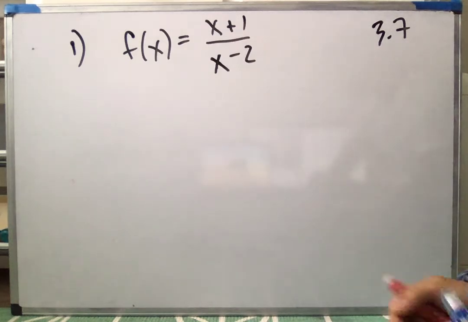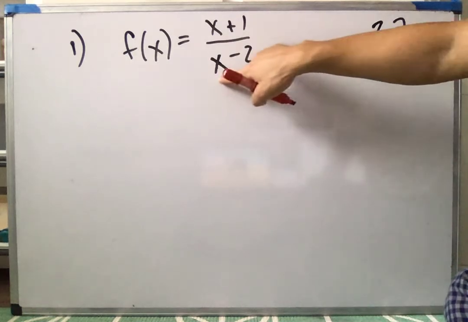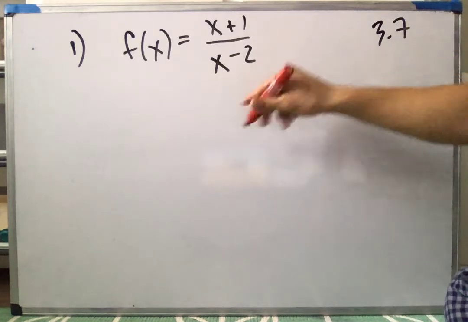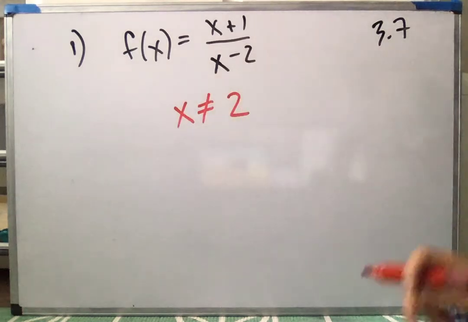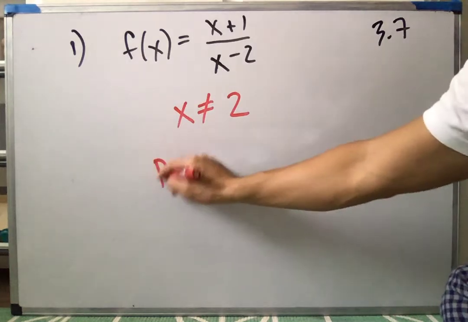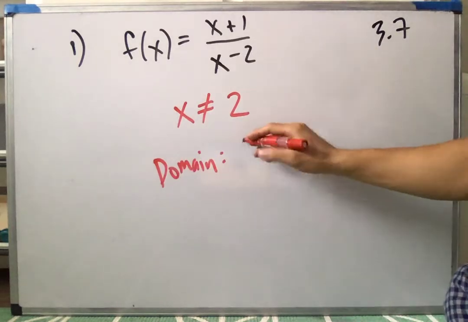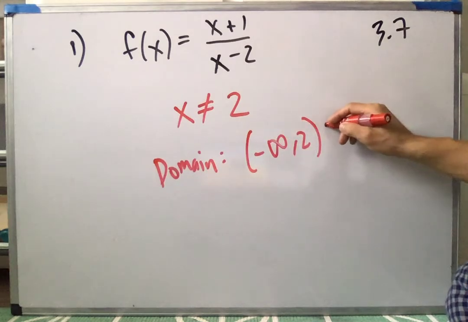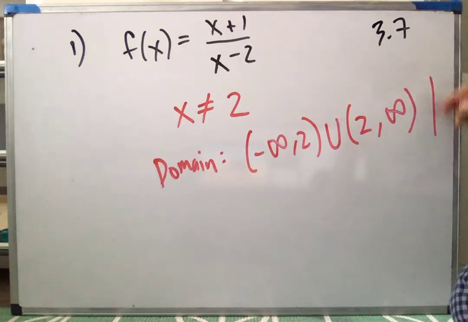When I'm asking for the domain, I'm looking for what is going to make the denominator 0, because then I'd be dividing by 0, which we know is impossible. Here, 2 is going to make this 0, 2 minus 2. So we say x cannot be equal to 2. That's the one restriction. Now, as a domain, that means everything except for 2. So I write that as an interval, negative infinity up to 2, and then take out that 2, start from 2 again to positive infinity. So that's the answer right there.